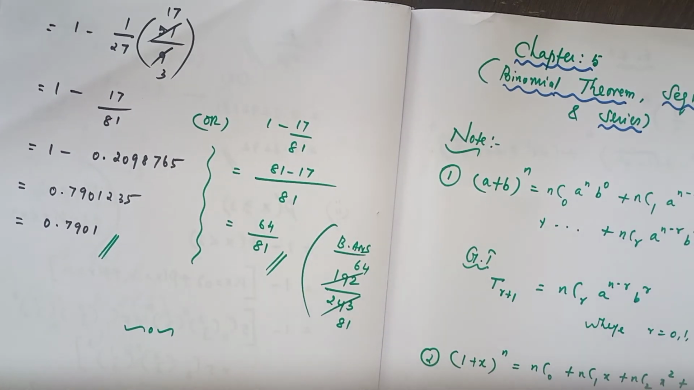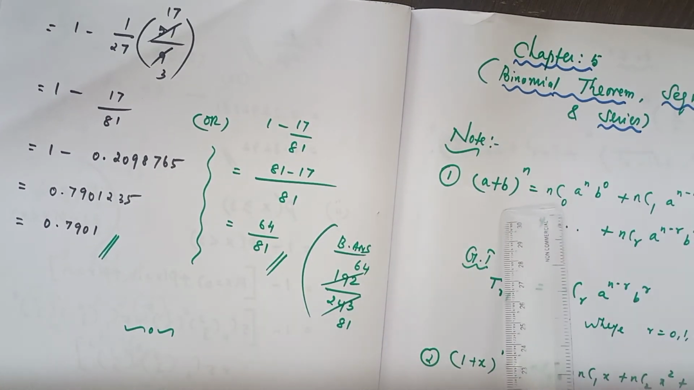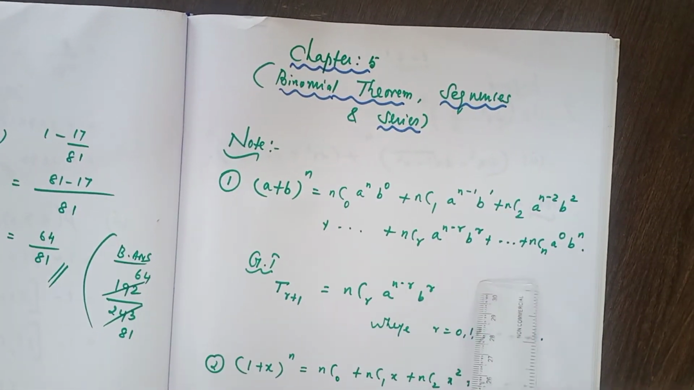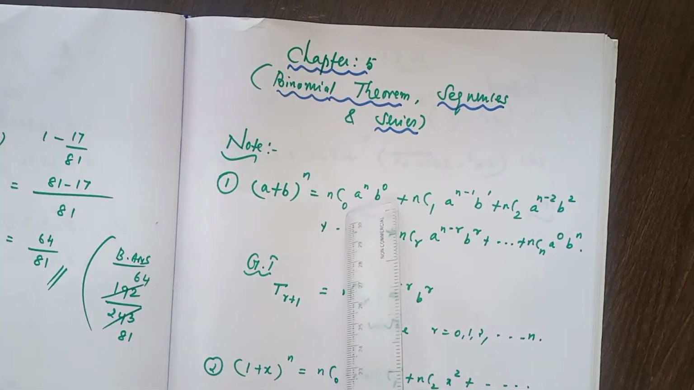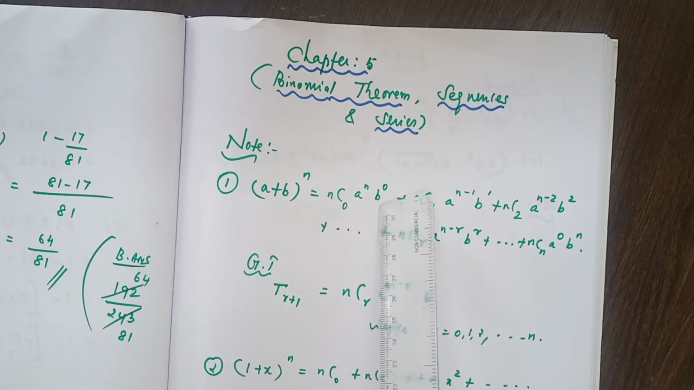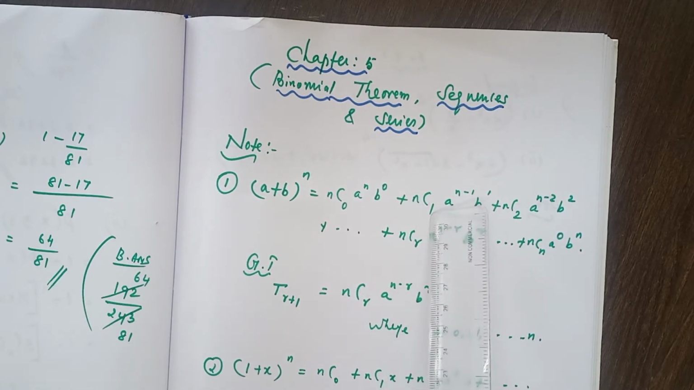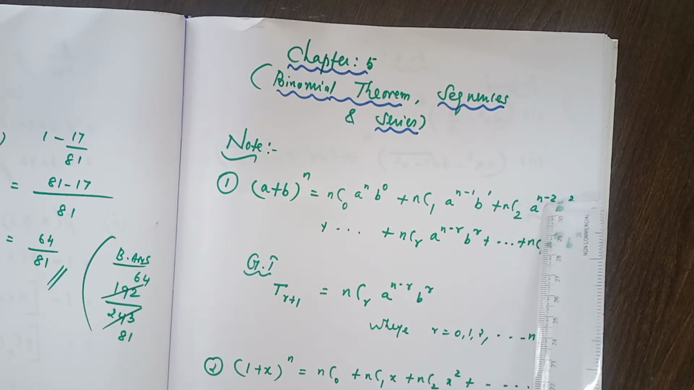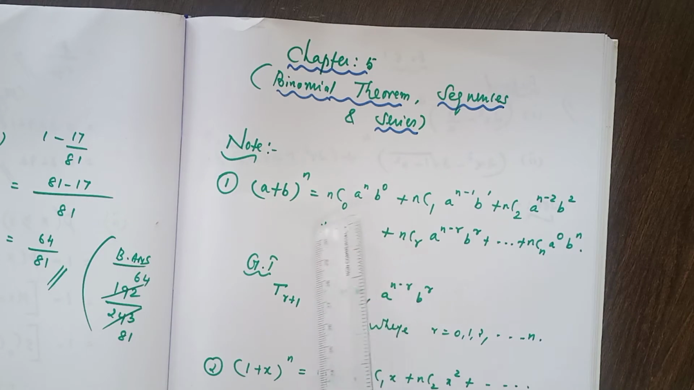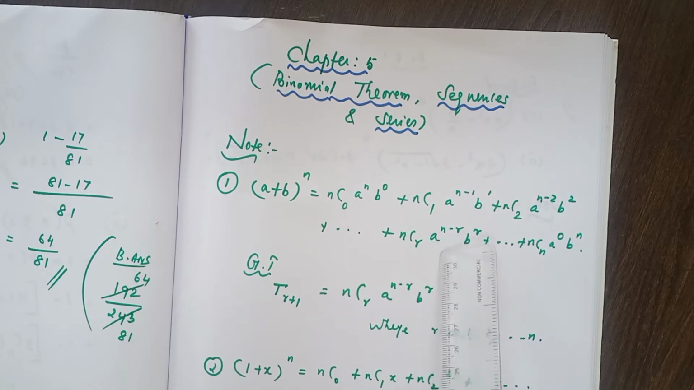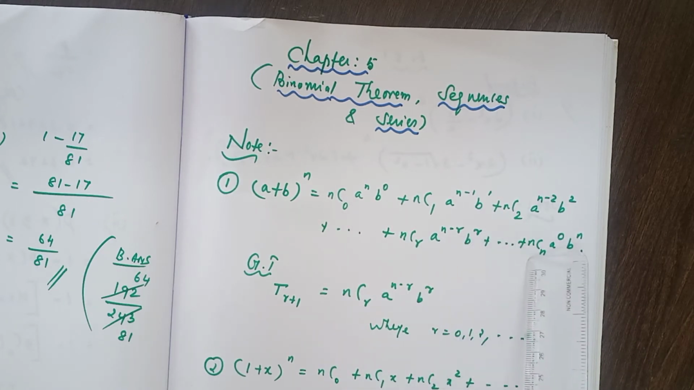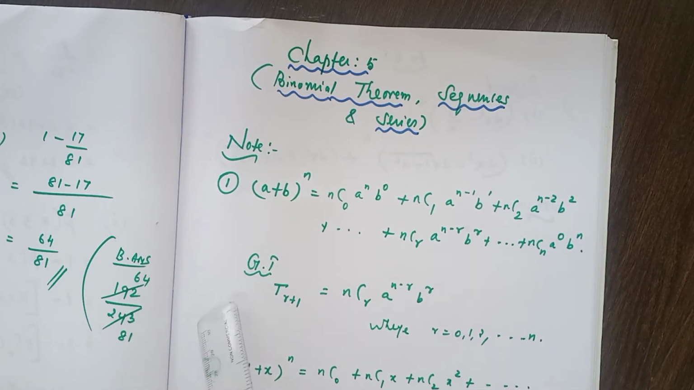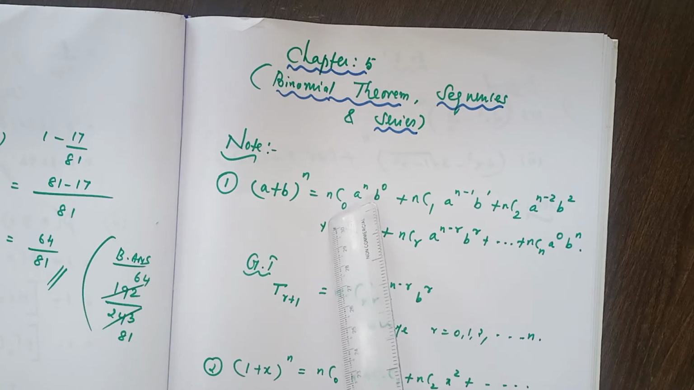Here, the binomial expansion of (a plus b) whole power n is nC0 a power n b power 0 plus nC1 a power n minus 1 into b power 1 plus nC2 a power n minus 2 into b power 2, it is going on, plus nCr into a power n minus r into b power r plus etc. up to nCn into a power 0 into b power n. Here C refers to combination.